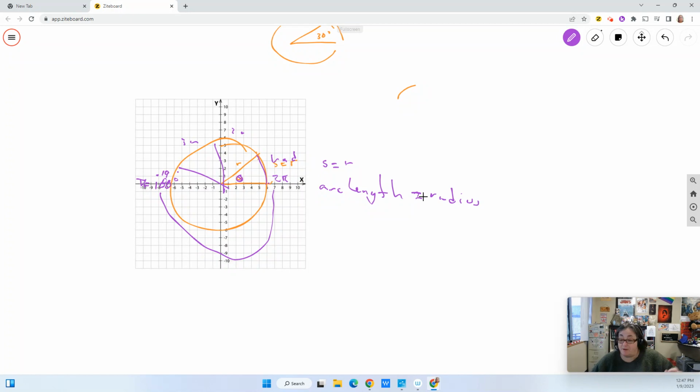There is a formula for this that is a definition of radian. This theta right here, if we want to know what that central angle is, theta is equal to S over R. That's it.